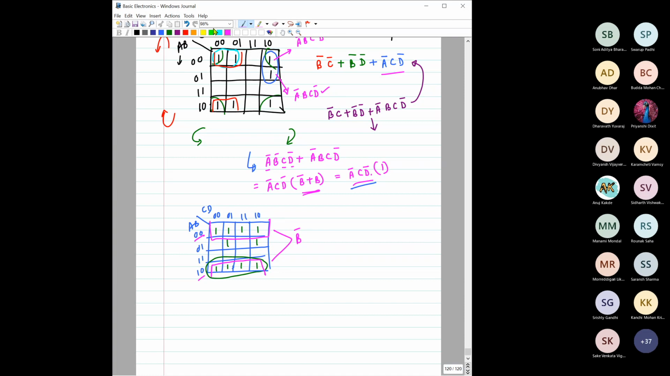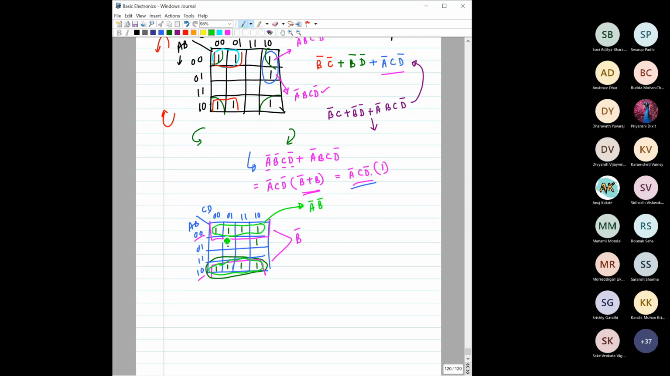Now let me also split it in two ways. Suppose you have taken this one and you would have taken this one. Then for this, what you would have got is A bar, B bar.